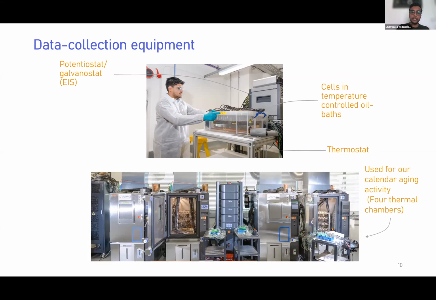But for the calendar aging activities, we were using thermal chambers. We had 4 thermal chambers in our labs set at 4 different temperatures, and the cells, as you might see in this picture, kept at different SOCs, being calendar aged for over 70 weeks at the moment.